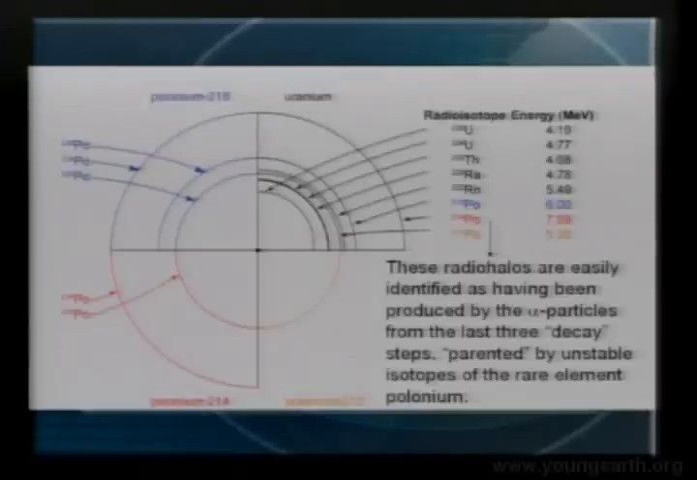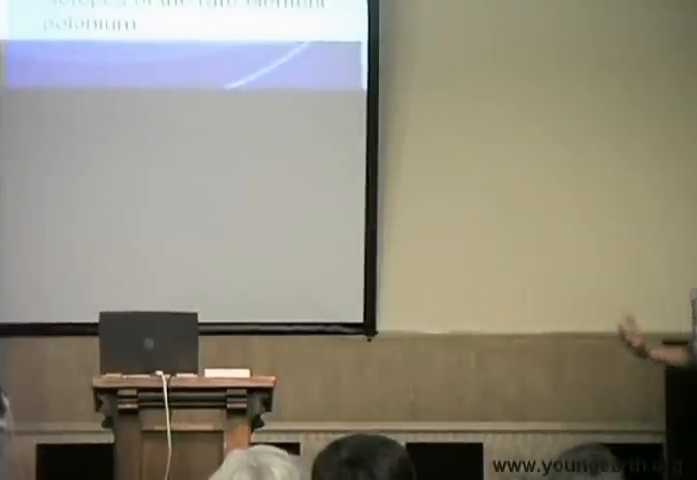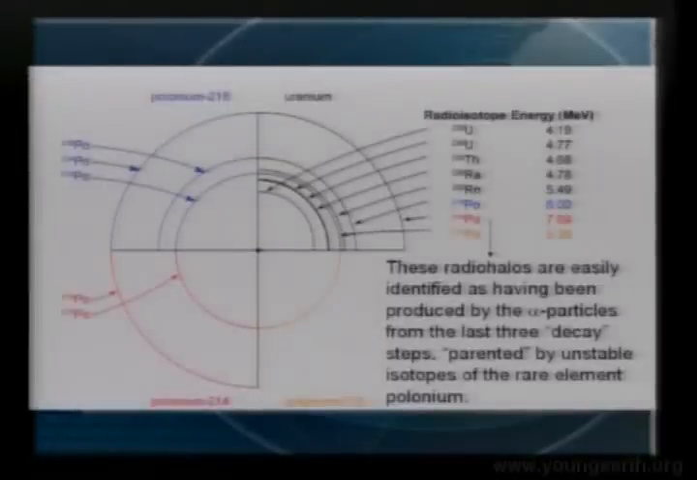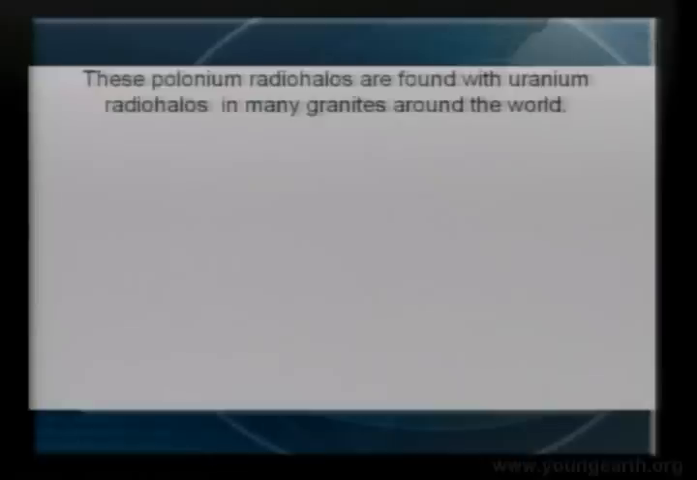These radiohalos are easily identified as produced by the alpha particles from the last three decay steps, parented by those three isotopes of the rare element called polonium. By the way, it was discovered by Marie Curie, who named it after her native home of Poland. So that's the derivation of that name, polonium. Now, so far so good. That's easy to understand. What's the big deal?